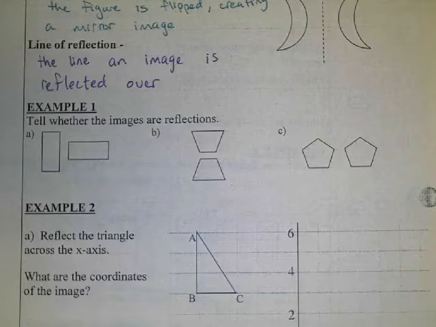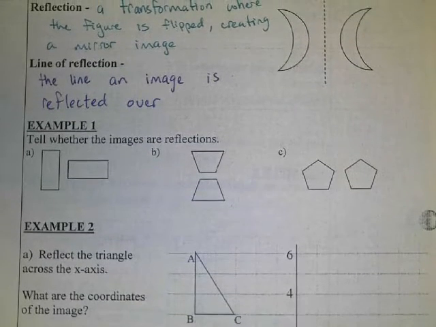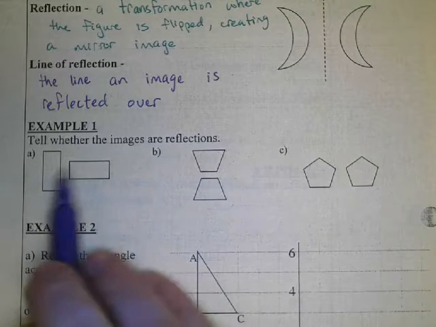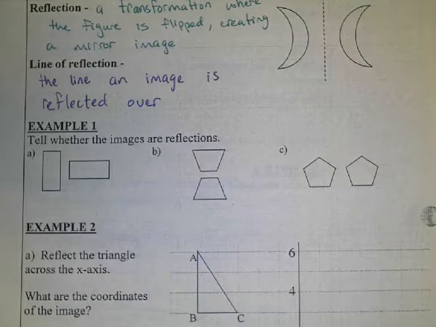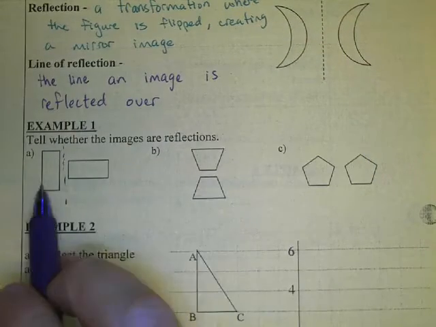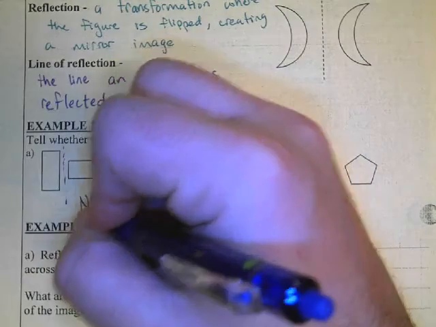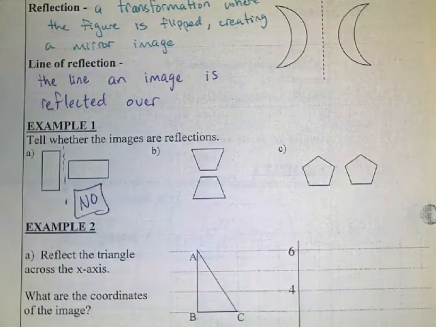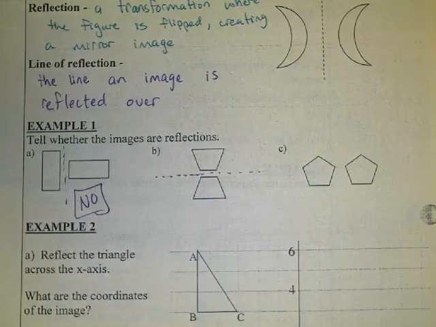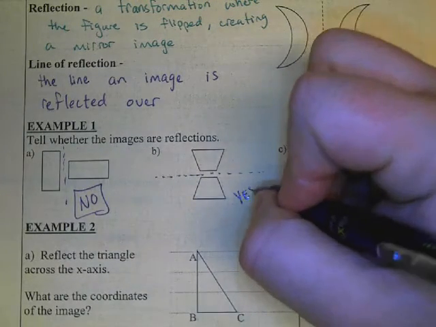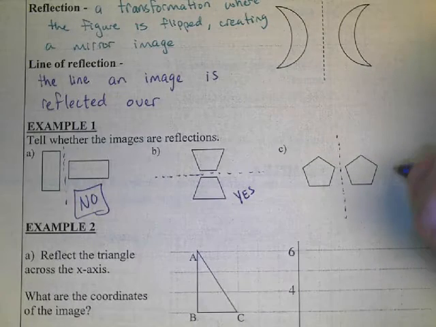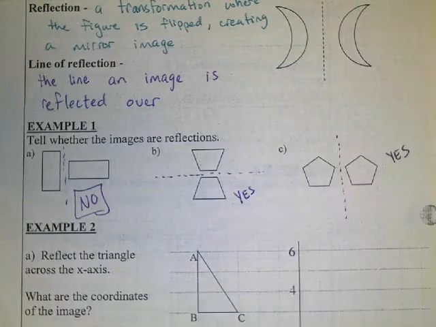So example 1, tell whether the images are reflections. Well, if you draw a line, can you just flip it over that line? For A, no, if I draw a line down the middle, this doesn't just flip over it, so not a reflection. B looks like it's reflected, looks like a mirror image. I could say it's reflected right there, so yes. And the same could be said about C, where it looks like it's flipped over that, so yes for C as well.